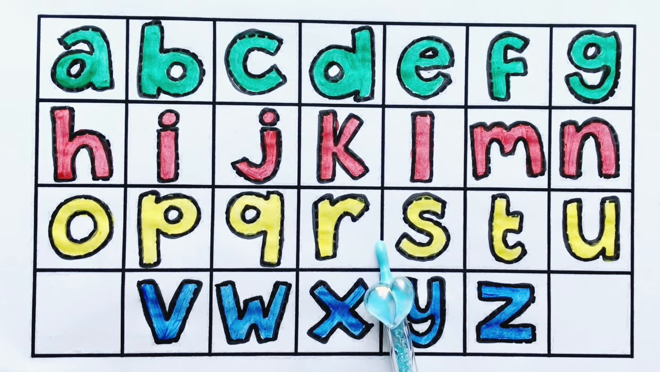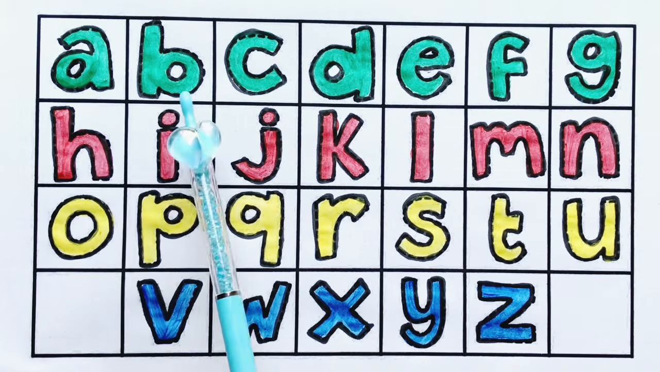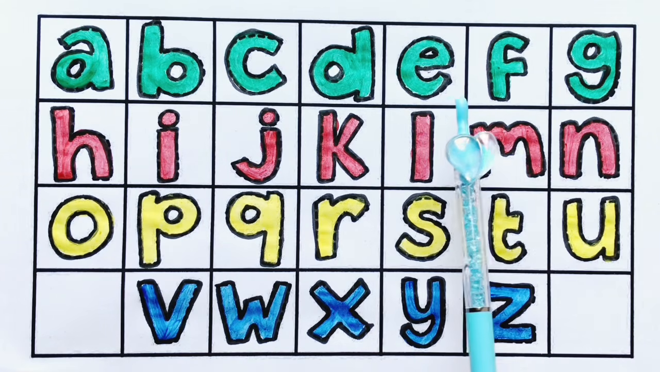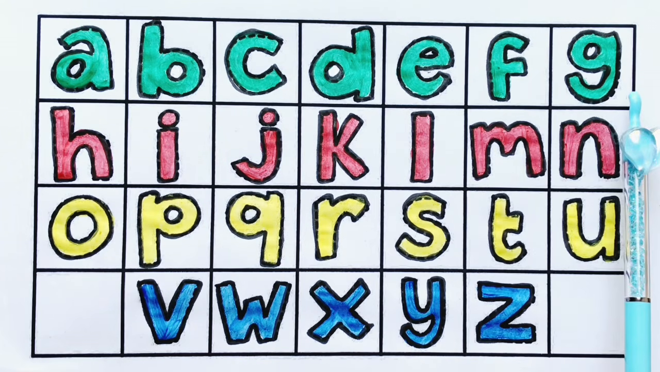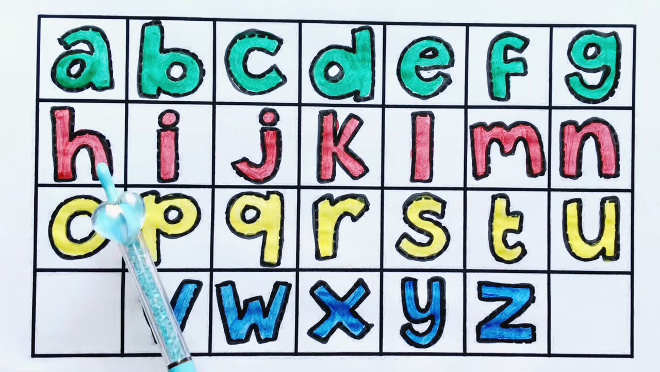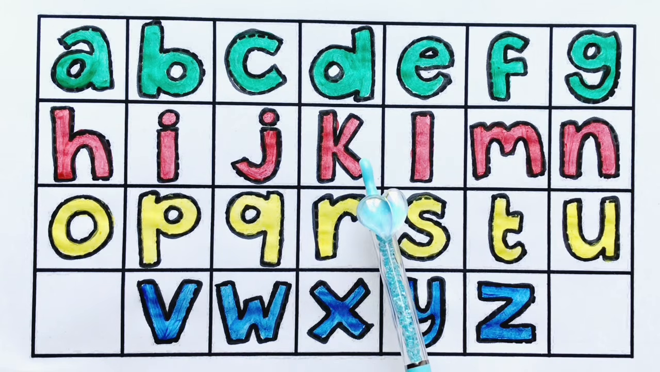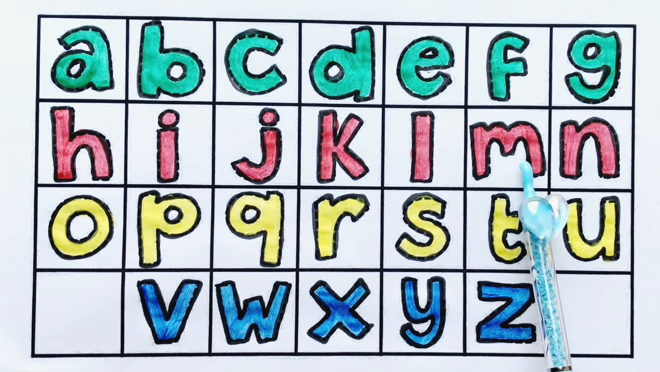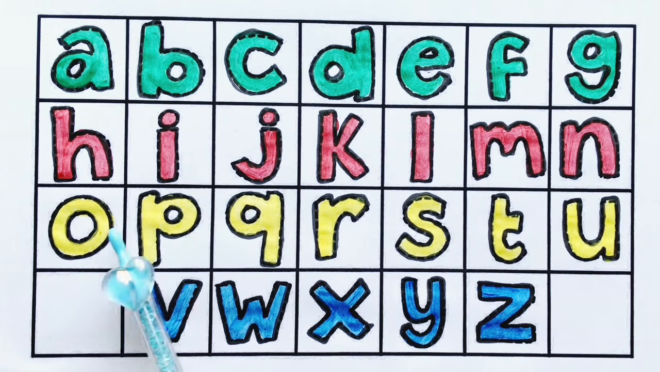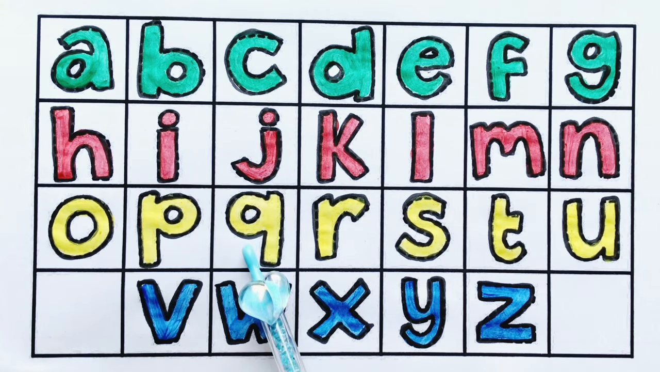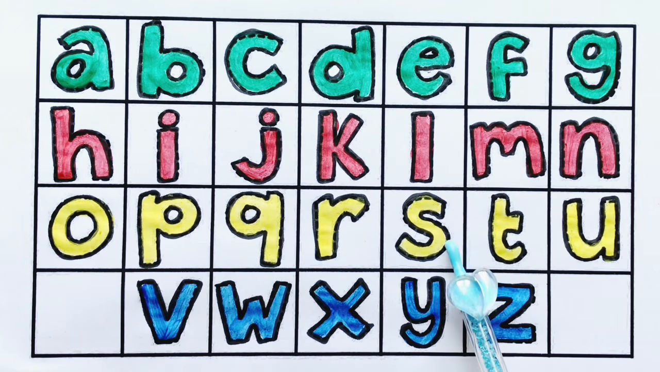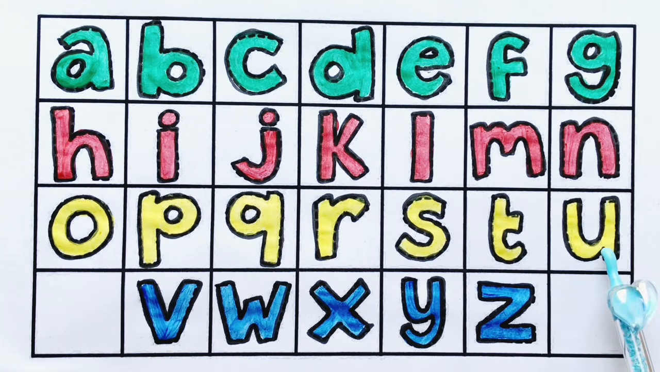Let's repeat and learn. Small letter A, B, C, D, E, F, G, H, I, J, K, L, M, N, O, P, Q, R, S, T, U, V, W, X, Y, and Z.